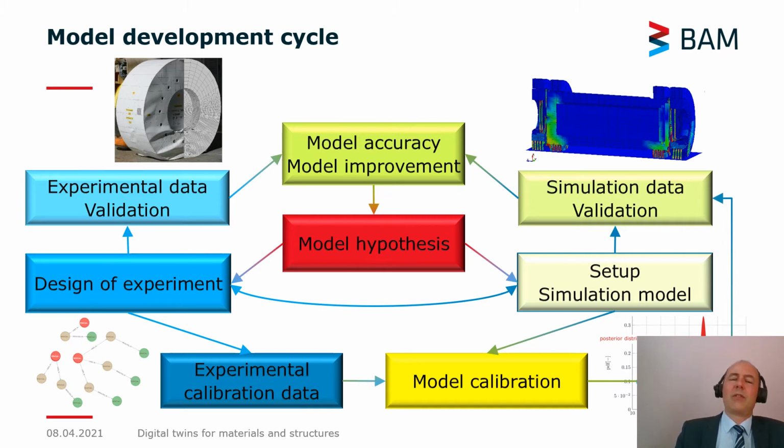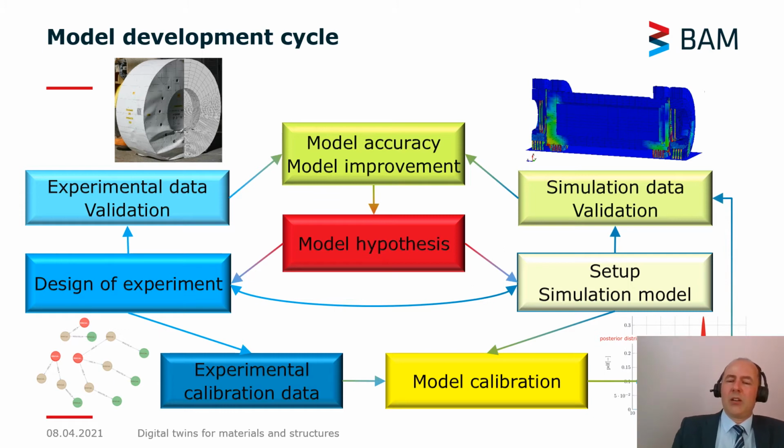We start with a certain model hypothesis that might be on a constitutive level, as I just showed, but it might also be a structural model of, I don't know, a bridge, a car, whatever. You set up the model, and you perform some experiments in order to validate your model. Based on that, you get the experimental data, you simulate that, and then you somehow calibrate your numerical simulation and then validate the model and see if it's sufficiently accurate or if you have to improve it.